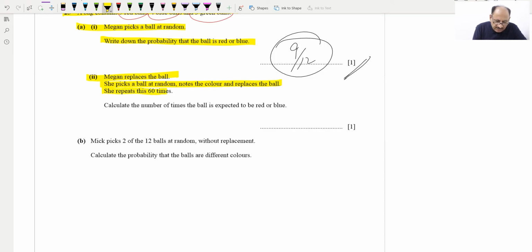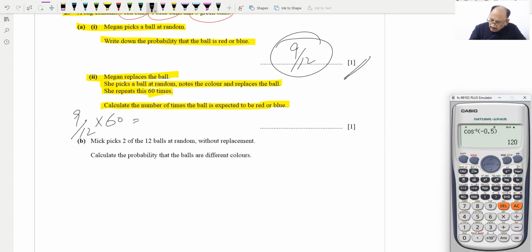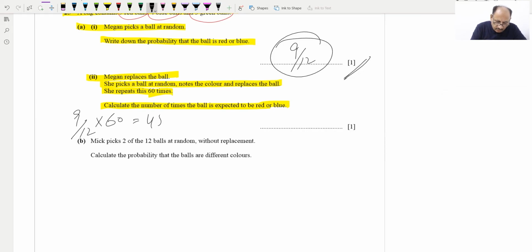And she repeats this 60 times. Calculate the number of times the ball is expected to be red or blue. So the same probability which we found, we need to apply for that one. 9 over 12 will be multiplied by 60, and this will be equal to 9 over 12 multiplied by 60, which will give us 45. So 45 times you will be getting this one mark question.